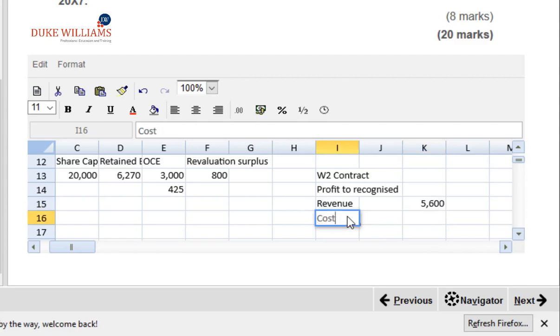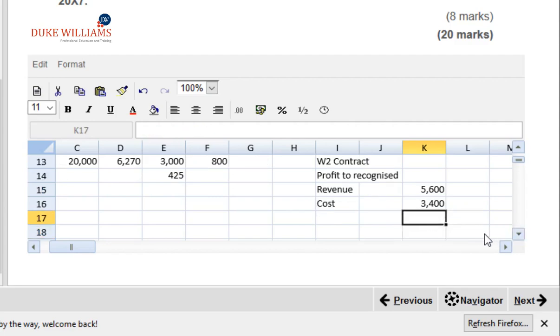So the cost will be equal to, let's bring a bracket, 1,400 plus 7,100, we close the bracket, multiply by 0.4, and you know that our recognized profit will be this minus the cost. So the profit to be recognized would be 2,200.